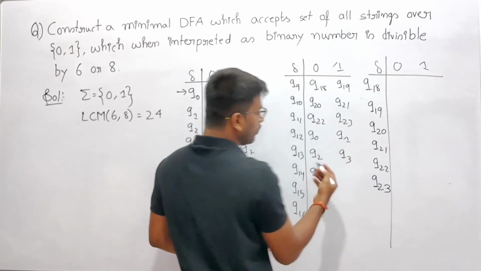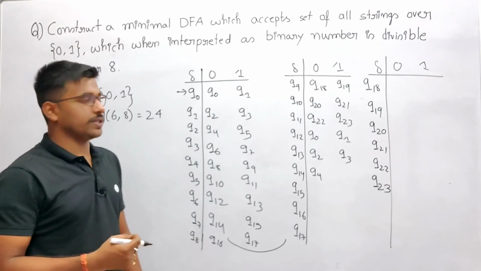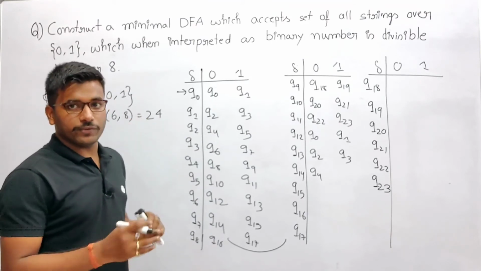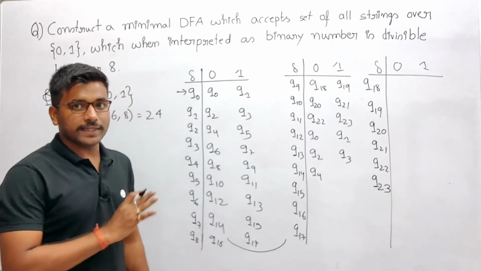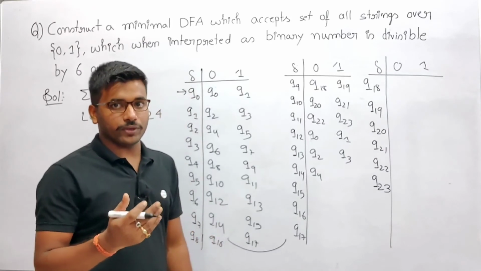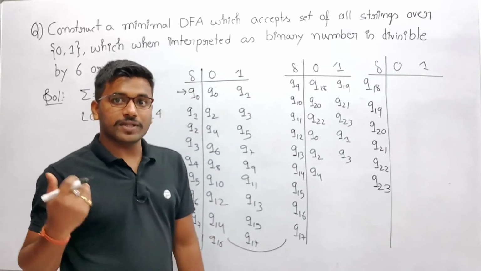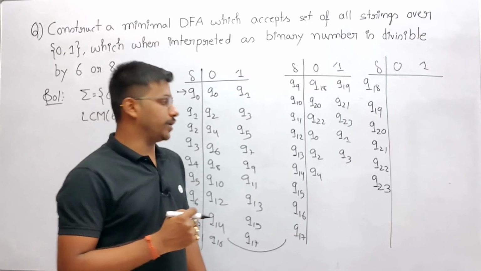So in the GATE exam, they are not going to ask you to construct that. They will only ask you the minimal number of states. So for minimal number of states you will apply 24. That is going to be your answer. I am just showing you why you should not apply the shortcut here, because it is not only saying divisible by 24, but also divisible by 6 as well as divisible by 8.